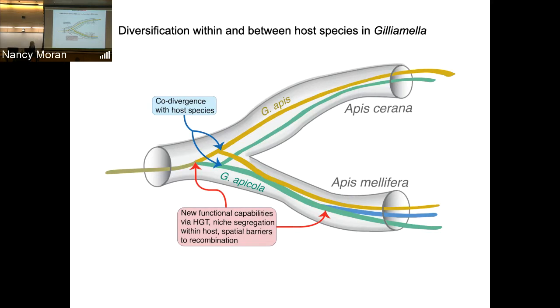And then in Apicola, maybe we're getting some splits again. So basically you have divergence within a host, but then each of them also diverges when their hosts diverge, right? So between, say, this Apis species, Serrana and mellifera, they seem to be distinct strains, and of course they're isolated because they're in different hosts.